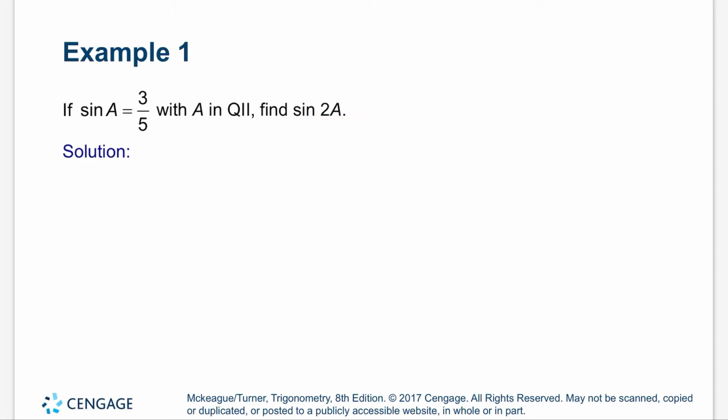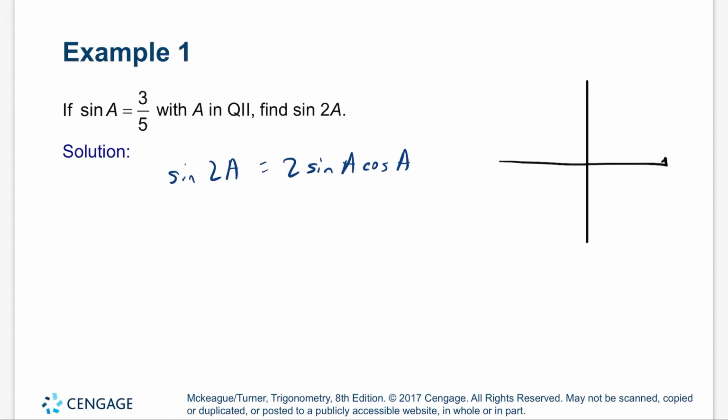If we use the formula, we know that sine of 2a is equal to 2 times sine of a, cosine of a. They already give us what sine of a is, it's 3/5. So now we have to figure out what cosine of a is. The way I like to do this is I just draw a coordinate plane, and they're telling us that the angle is in quadrant 2. So if you draw your angle in quadrant 2, any triangle will do. And we know that opposite is 3, opposite over hypotenuse, so 3/5.